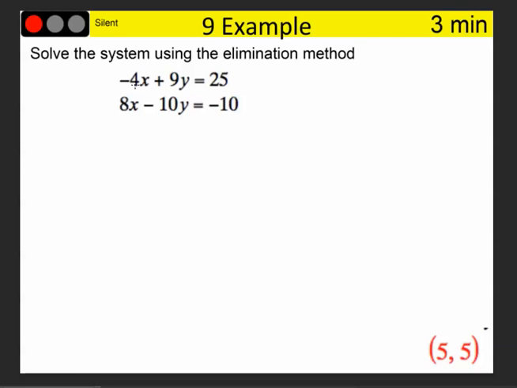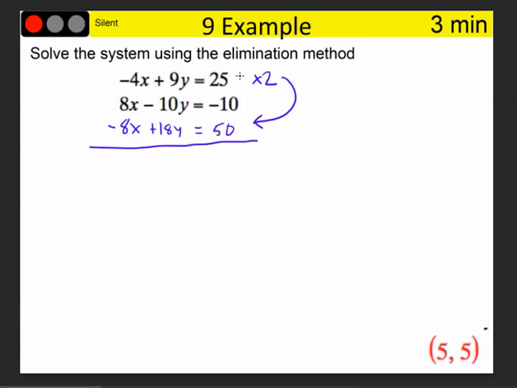I see that here I have -4 and +8, and this 8 is just 2 times 4. So what I'm going to do is multiply this whole top equation, all of them, by 2. I'm going to put it right down here below. So -4x times 2 is -8x. 9y times 2 is 18y. And 25 times 2 is 50. So all I did was take this equation and double everything.